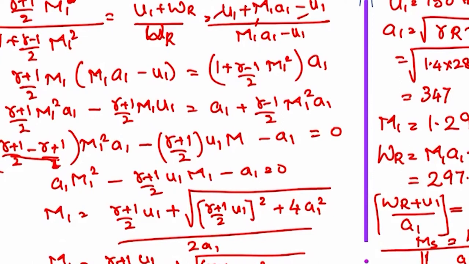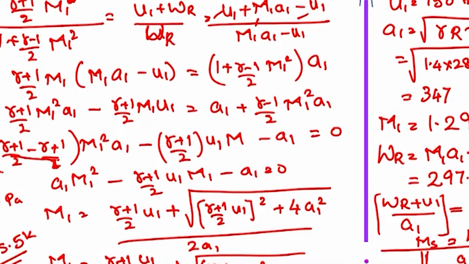So we still have the values for pressure and temperature behind the shock. Once you know M1, it is straightforward. You just have to look at either the tables or a calculator and find out what is P2 by P1. We know M1 is 1.29, P2 by P1 is 1.775. Consequently P2 is 2.66 into 10 power 5 pascals. Similarly T2 by T1 is 1.185. You can put this value and you will get T2 as 355.5 Kelvin.